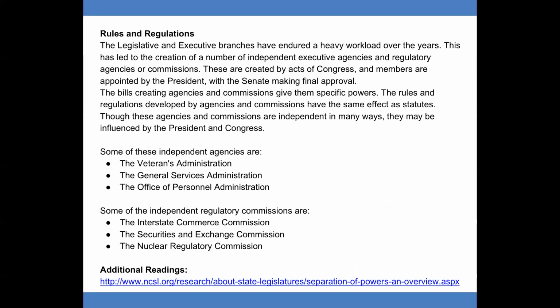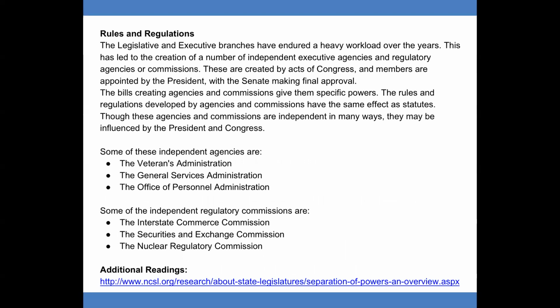Rules and regulations. The legislative and executive branches have endured a heavy workload over the years. This has led to the creation of a number of independent executives, agencies, and regulatory agencies or commissions. These are created by acts of Congress, and members are appointed by the president, with the Senate making final approval.